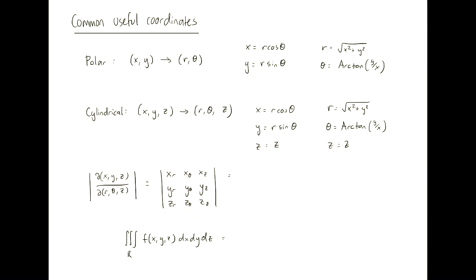Common useful coordinate systems. Hey, physicists, pay attention. Everyone else should too, but especially physicists. Polar, we just met it. Polar looks like this. And of course, as you learned, the Jacobian is r. Good. Like, memorize that forever. However, the important ones are in 3D.